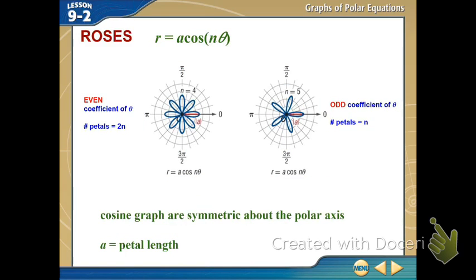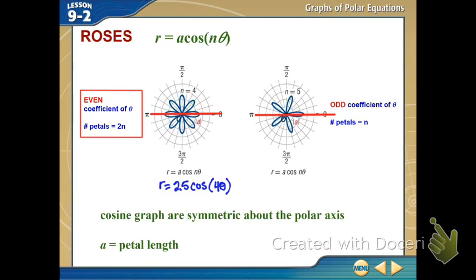All right, let's take a look at cosines. Very, very similar rules for cosine, right? The only difference is now I'm symmetric about the line theta equals 0, or the polar axis. If the coefficient of theta is even, then I will have twice as many petals as that number, right? So this must be r equals 2.5 cosine. Let's count how many petals we have: 1, 2, 3, 4, 5, 6, 7, 8. This must have been 4 theta.